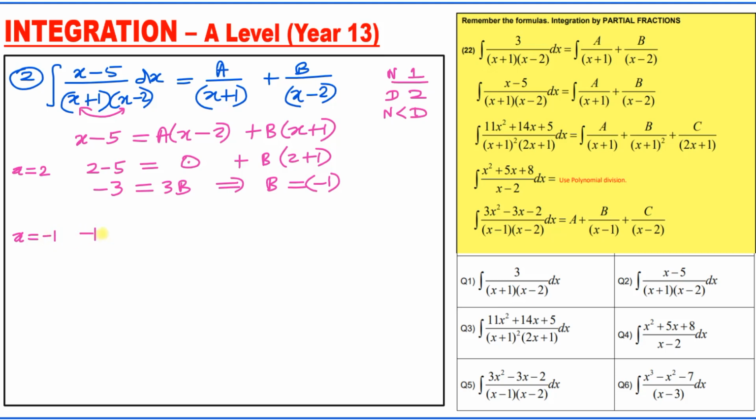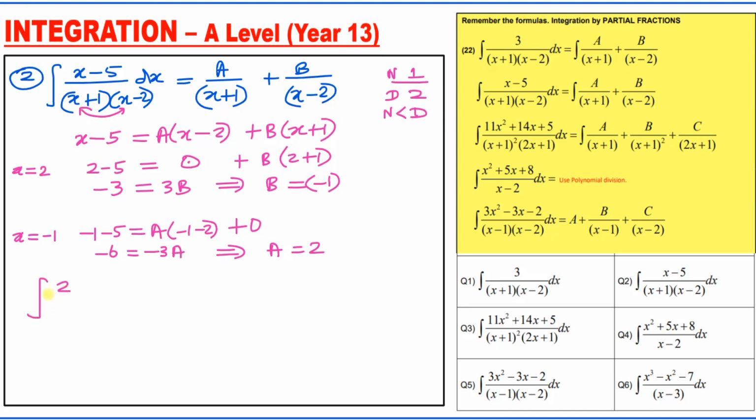That is going to be minus 1 minus 5, and this becomes a times (minus 1 minus 2), and the b term becomes 0, right? Minus 6 equals minus 3a, and that gives a equals 2. Now we are ready for the integration.